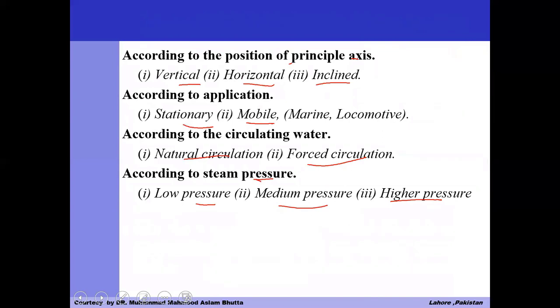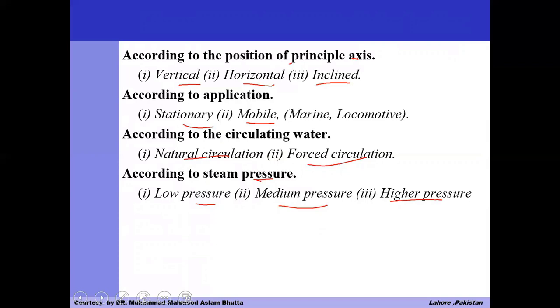Next one is the vertical, horizontal, and inclined, which we discussed in the water tube boiler. Next one is according to application. It can be stationary and it can be mobile. Stationary, like for the power plant, and mobile in the case whenever we have to move, like for the railway, for the steam locomotives, marine system, the boiler should be mobile.